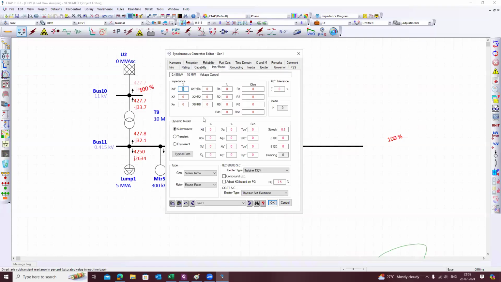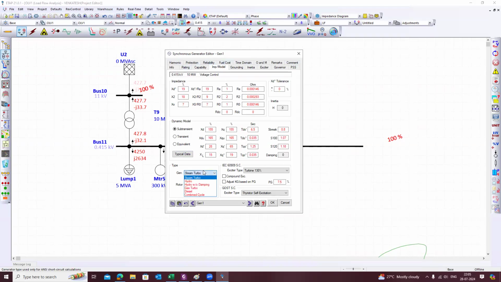Next, coming to the impedance models. These details we will get from the manufacturer only. These are the different parameters: subtransient reactance, negative sequence reactance, zero sequence, transient reactance. These are the parameters required for transient stability. For transient stability studies, these parameters are mandatorily required.